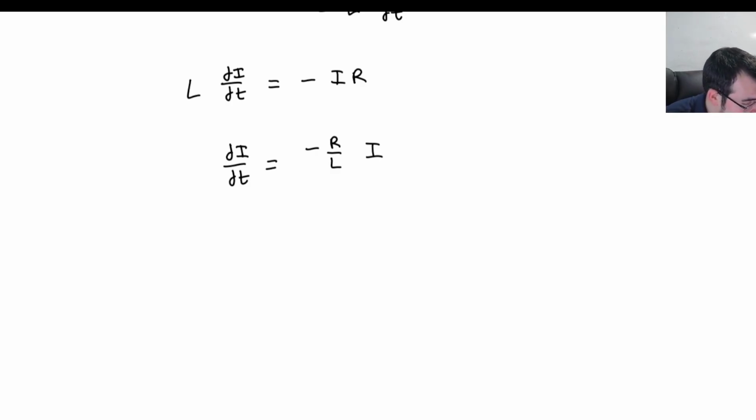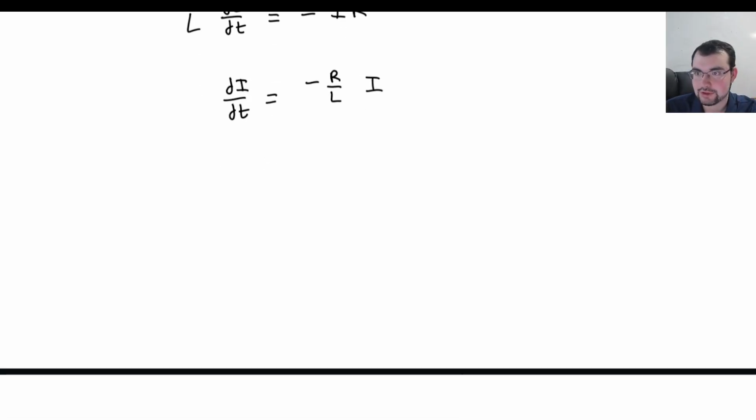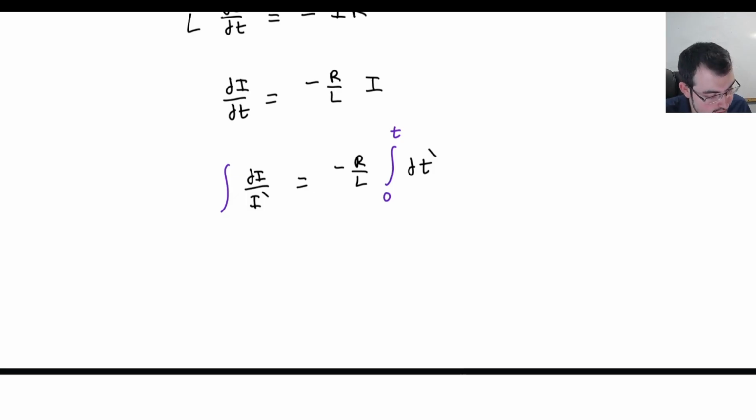But of course, for purists, let's show a separation of variables just to make us happy. So if I separate variables, I can write this as di over I equals negative R over L times dt. And I'm going to integrate, so I'll just call them this little dummy variable here with the primes. Time is easy, right? Time, I start from 0 and I end at t. What about my current? My current begins at epsilon over R and it ends at some value I.